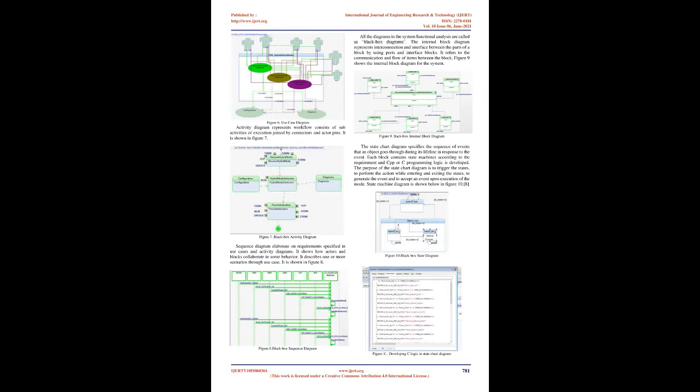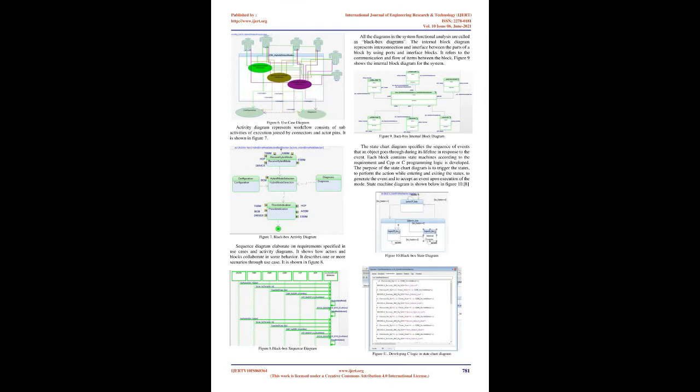The state chart diagram specifies the sequence of events that an object goes through during its lifeline in response to the event. Each block contains state machines according to the requirement and CPP or C programming logic is developed. The purpose of the state chart diagram is to trigger the states, to perform the action while entering and exiting the states, to generate the event and to accept an event upon execution of the mode. State machine diagram is shown below in Figure 10. Figure 7. Black box activity diagram.